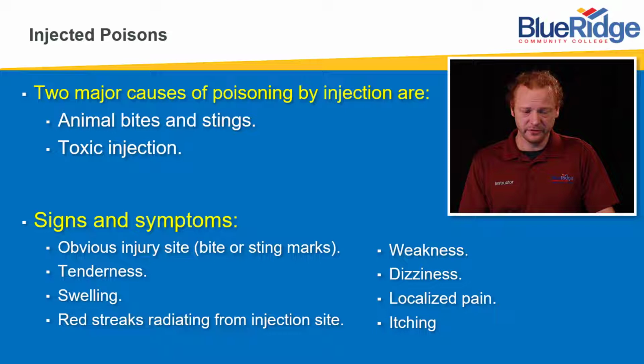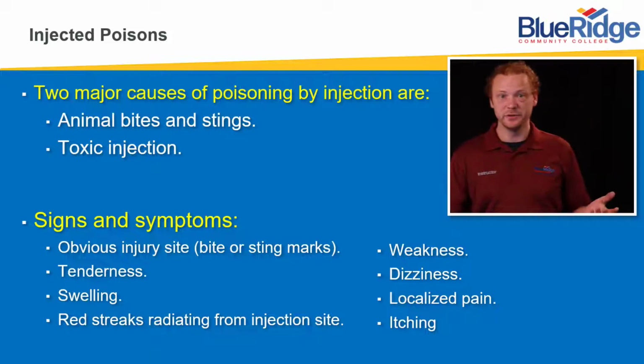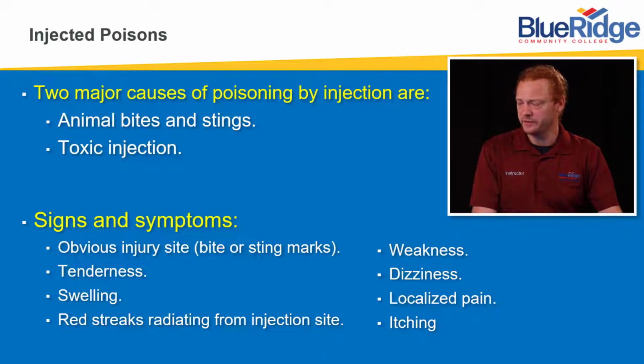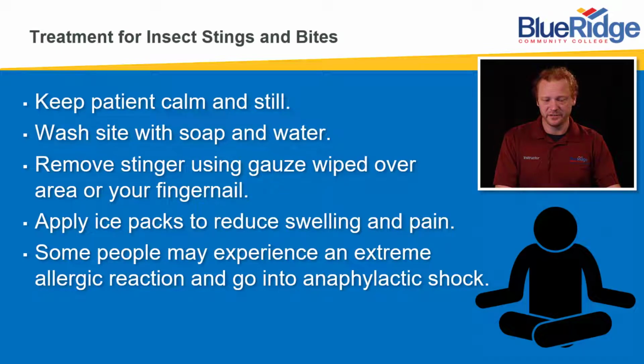Two major causes of poisoning by injection are animal bites and stings and toxic injection. Some of the signs and symptoms: obvious injury site like a snake bite or sting marks, tenderness, swelling, red streaks radiating from an injection site, weakness, dizziness, and localized pain with itching. Treatment of insect stings and bites: keep the patient calm and still. This will help slow the spread of the poison and reduce anxiety throughout the patient's body.